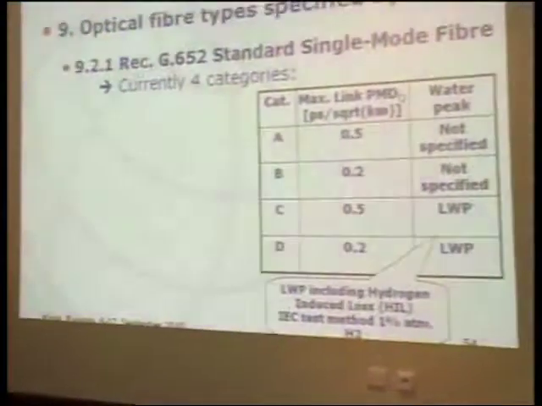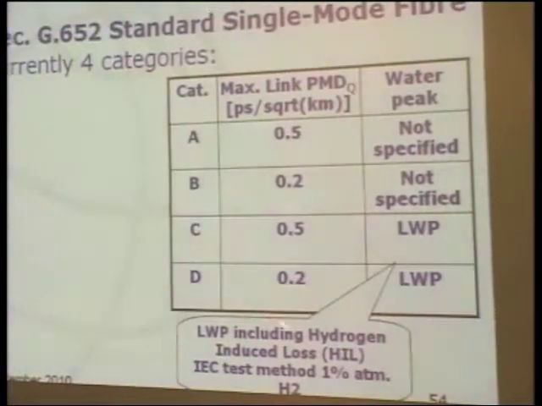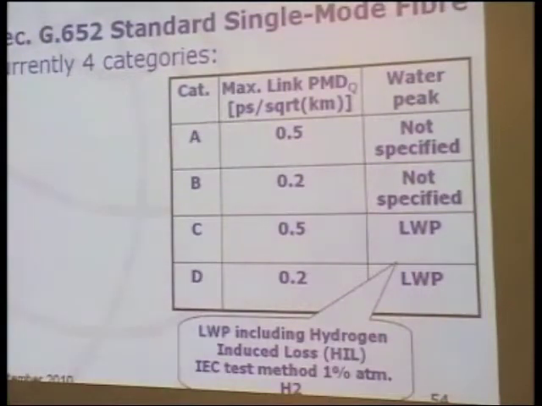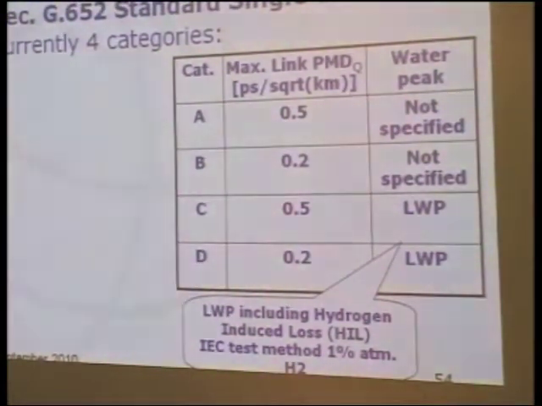Again, it is a low water peak fiber, and it has a PMDQ value of 0.2 picoseconds per square root kilometer. Incorporated in this low water peak specification is the fact that these fibers are tested for hydrogen sensitivity. We call that hydrogen-induced loss. Fiber makers check their fibers at regular intervals, and that should be incorporated in the total attenuation at 1383 nanometer.